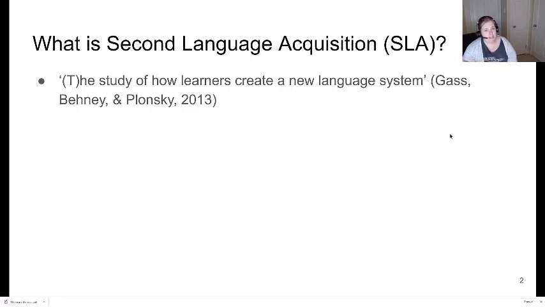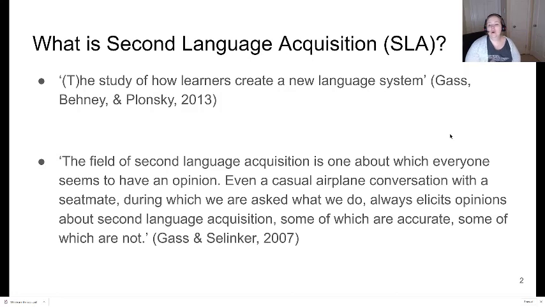According to Gass, Behney, and Plonsky, it is the study of how learners create a new language system. That suggests that your brain is doing stuff. Or Gass and Selinker, so Susan Gass you see in both of these. The field of second language acquisition is one about which everyone seems to have an opinion. Yes, they do. Even a casual airplane conversation with a seatmate during which we're asked what we do.